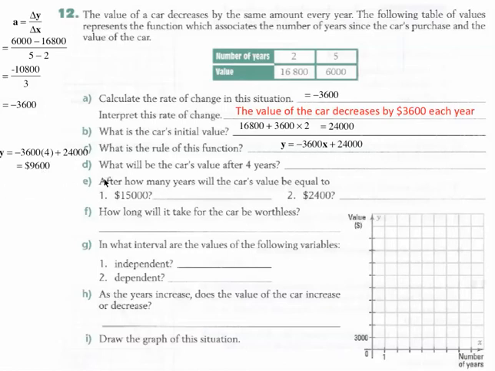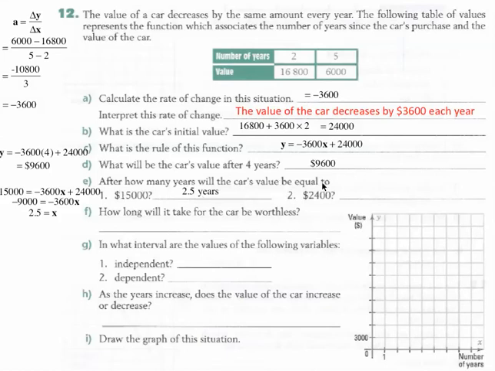And then after how many years will the car's value be equal to 15,000? For it to be equal to 15,000, I'm setting the y value to 15,000 because the y value is the money value. So we have the equation negative 3,600x plus 24,000, and I'm just solving for x. I subtract 24,000 from both sides. That gives me negative 9,000 is equal to negative 3,600x. I divide both sides by negative 3,600, and that gives me 2.5 is equal to x. So after 2.5 years.